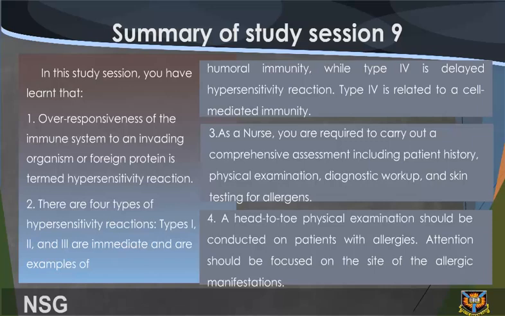Summary. In this study session, you have learned that 1. Over-responsiveness of the immune system to an invading organism or foreign protein is termed hypersensitivity reaction. 2. There are 4 types of hypersensitivity reactions. Types 1, 2, and 3 are immediate and are examples of humoral immunity, while type 4 is delayed hypersensitivity reaction. Type 4 is related to cell-mediated immunity.